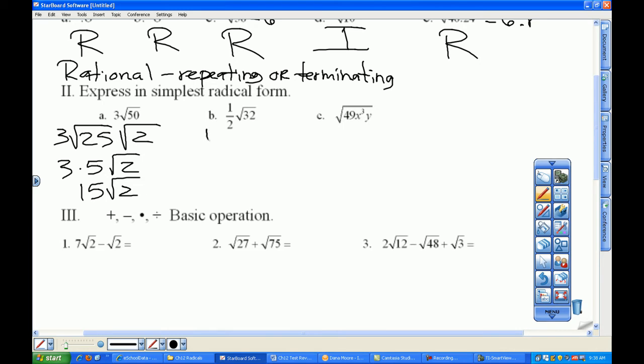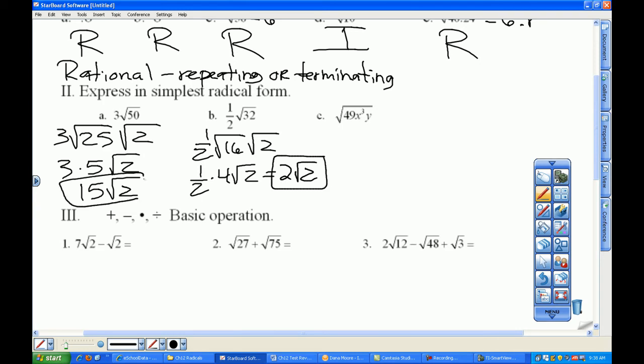Here, the largest perfect square that goes into 32 is 16. That's 16 times 2 is 32. Half of 16 is 4. And then 1/2 times 4 is 2. So this is 2 radical 2. Box these answers up.